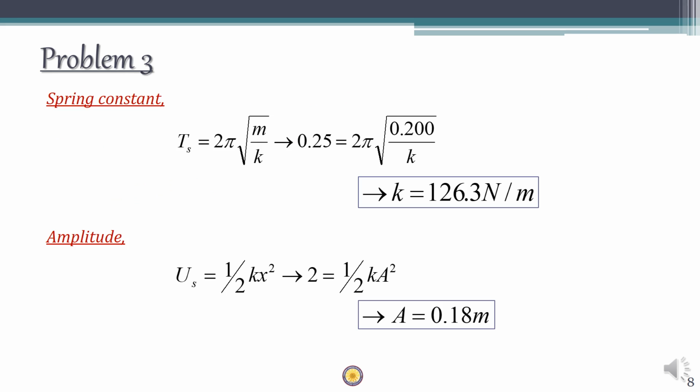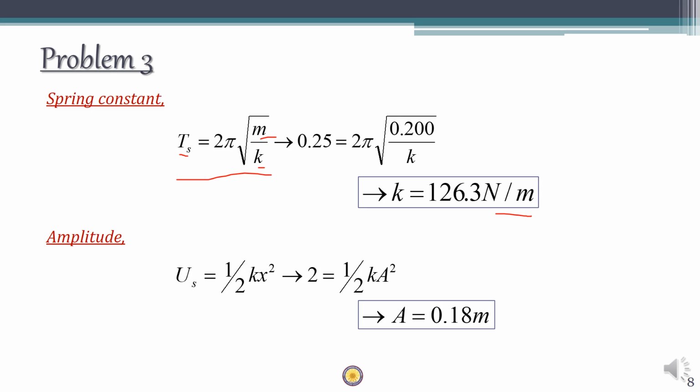With the given time period and the given mass, we'll use the equation for time period and find out k, the spring constant or the force constant. So we get k. It is important to note that whenever you are using this particular equation, time period should be in seconds, k should be substituted in Newton per meter, and mass should be substituted in kilogram. Okay, so we get k is equal to 126.3 Newton per meter.